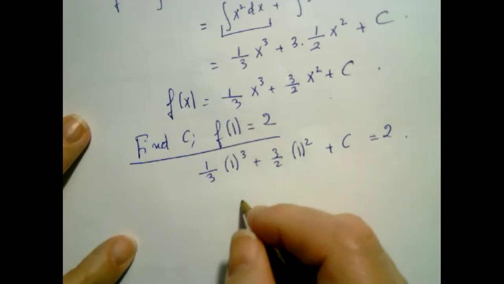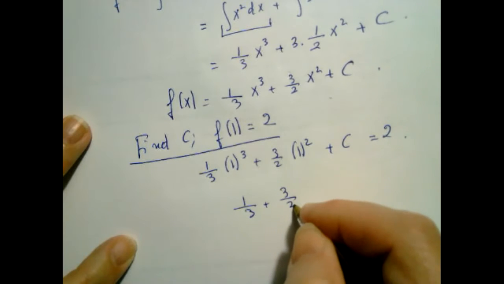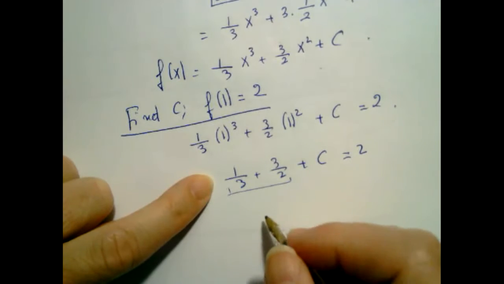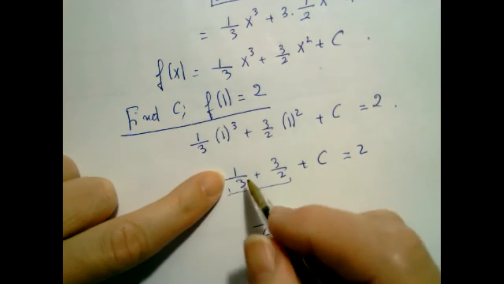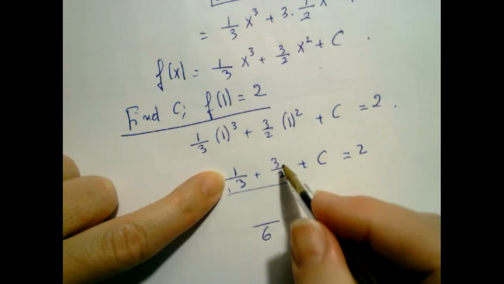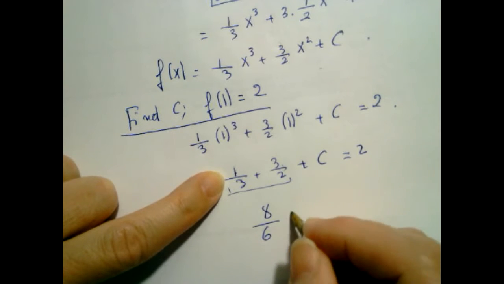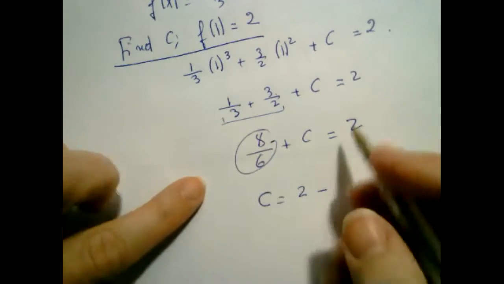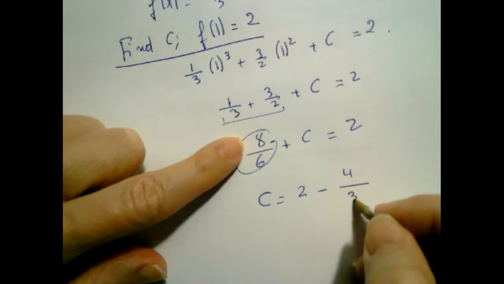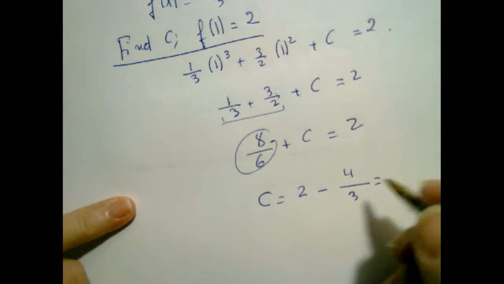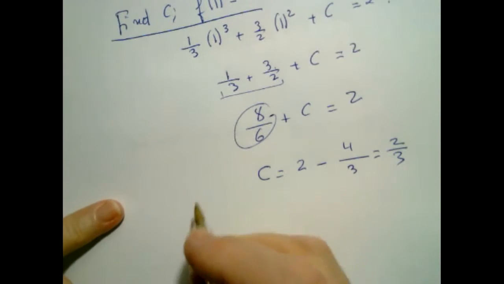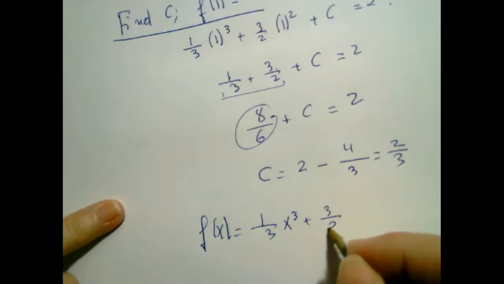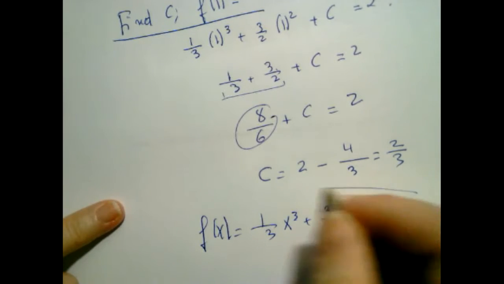And now I solve for c. So I'll get a third plus 3/2 plus c equal to 2. Now a third plus 3/2, this gives me a 6. And I have to multiply this by 2, which is going to give me a 2. Multiply this by 3, 2 plus 3, which is an 8, over 6, plus c equal to 2. It means c equals 2 minus 8 over 6, which is 4/3, which is equal to 2/3. So my function f is 1/3 x cubed plus 3/2 x squared plus 2/3.